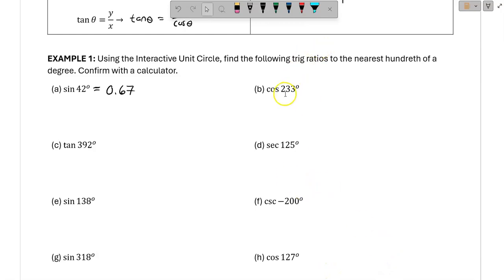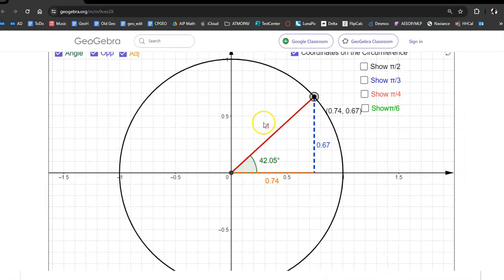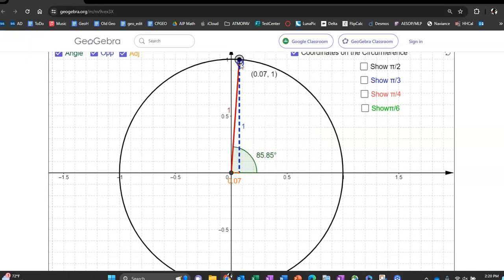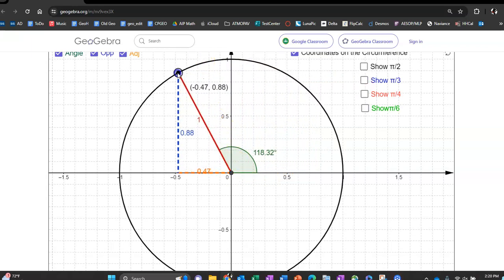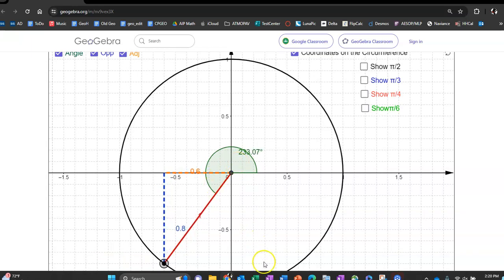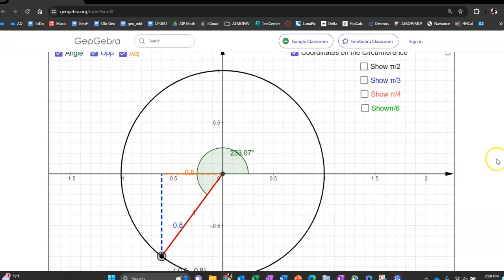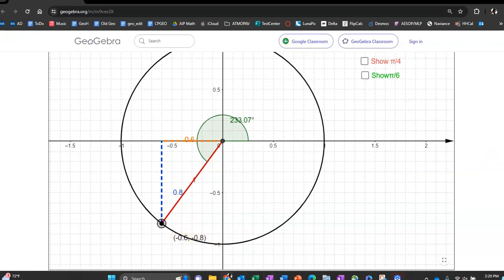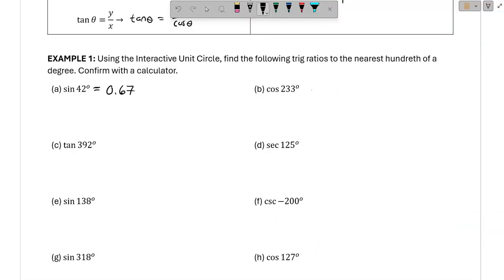Now this will work for other angles as well. So let's look at 233 degrees. If I move my point so that my angle is 233, let's go ahead and get there. It's quadrant 3 actually, so let's keep going. 233 is going to put me right about there. And we are being asked to find cosine this time. Cosine is going to be my x value, and you should see that the x value here is negative 0.6. So that's what I'm going to write down here, negative 0.6. Notice that that lines up with the fact that we know cosine is supposed to be negative in quadrant 3, so that still lines up.